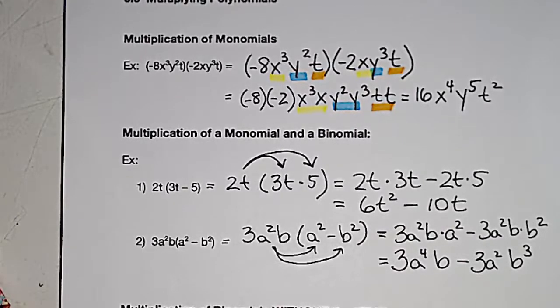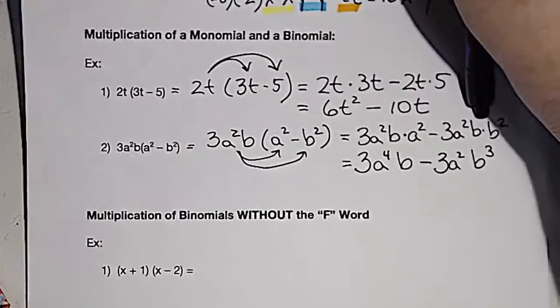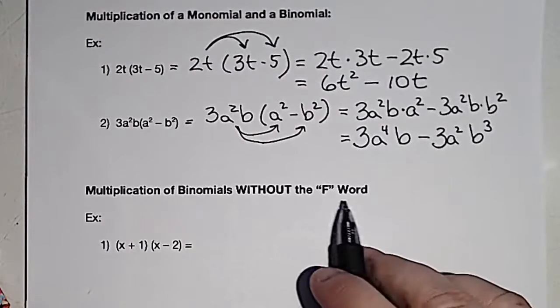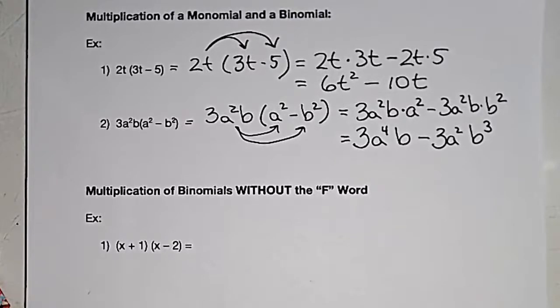I know that some of you have already studied multiplication of polynomials, and so you may know the F word. The F word for multiplication is FOIL, not the other F word. I know, I was being silly. I'm going to talk about how to multiply binomials without the F word. If you already know how to FOIL them, that's fine. Feel free to do it. We're going to introduce that later.